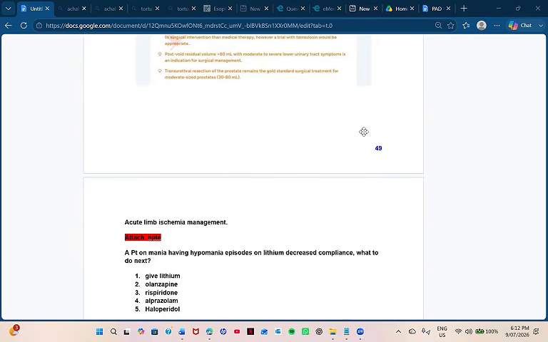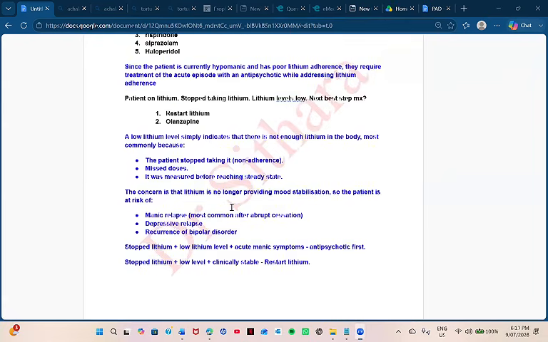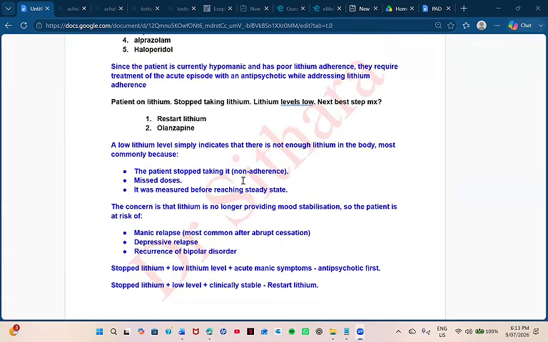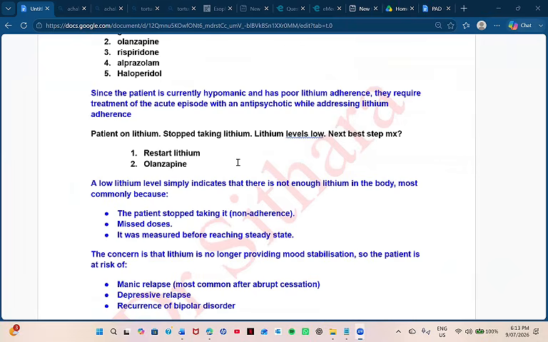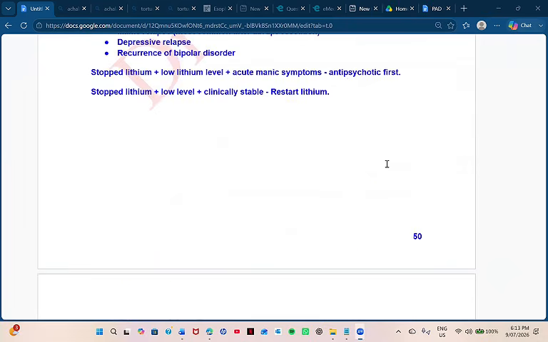Then how should you treat this acute scenario? What is the treatment of choice for acute control of mania or hypomania? Antipsychotics, right? Yes. Okay, let's discuss. So here, patient on lithium, stopped taking it. Lithium level low. Next best step.